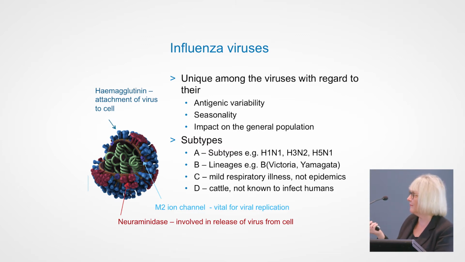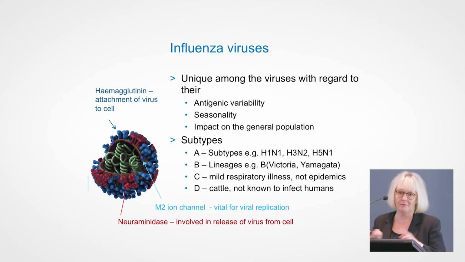So we classify the influenza A viruses on the basis of the hemagglutinin and the neuraminidase. So you get hemagglutinin type 1, neuraminidase type 1, H3N2, H5N1, and I've probably got my numbers mixed up. I think there's 18 hemagglutinin types and 11 neuraminidase, but I might have those numbers around the wrong way.